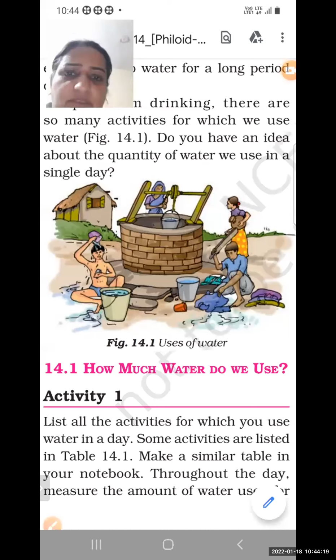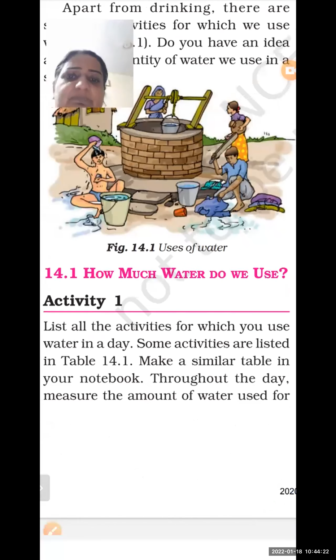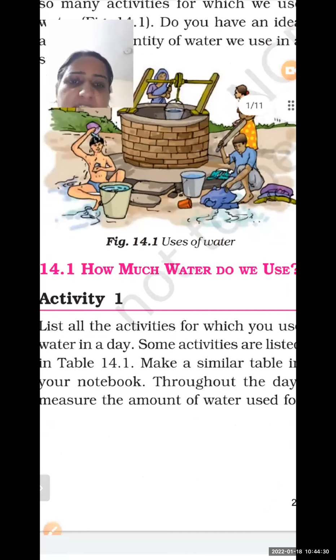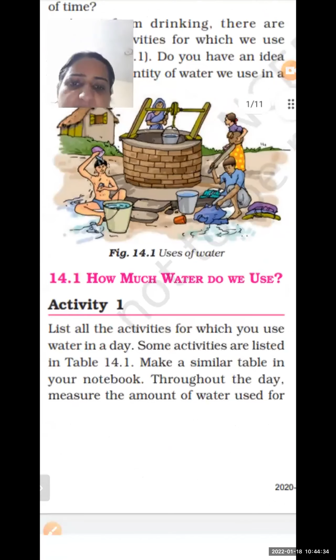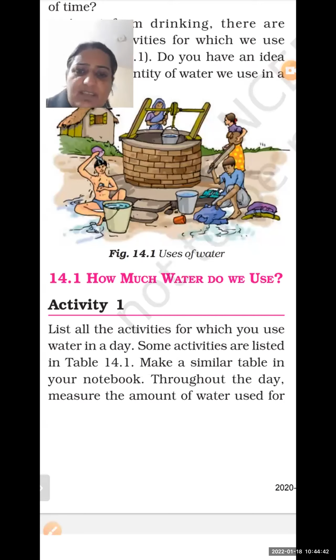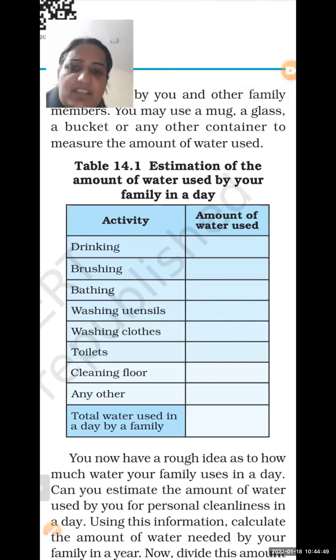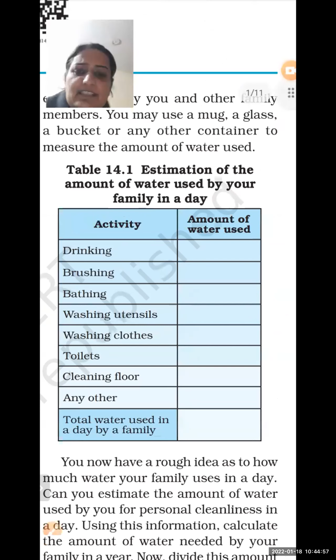So next is the activity: how much water do we use? In activity one, list all the activities for which you use water in a day. You can find activities in table 14.1, where we use water in drinking, washing utensils, washing clothes, toilets, cleaning floors. In table 14.1, we have to find which amount of water is used in particular activities.